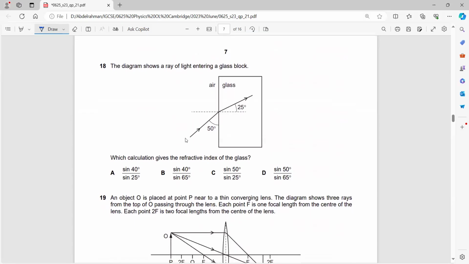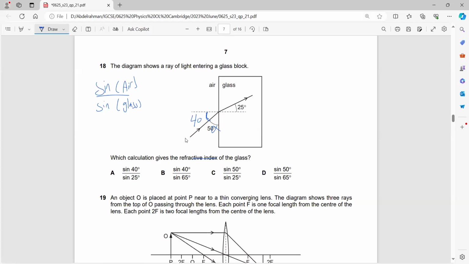Diagram shows a ray of light entering. Which calculation gives the refractive index? Refractive index would be the sine of the angle in air over the sine of the angle in glass. The angle in air is not 50. It is not 50. The angle of incidence in this case has to be with the normal.